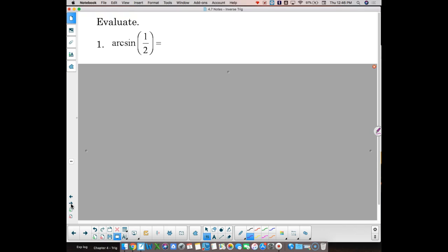What I'm thinking when I see arc sine of 1/2 is: where on the right half of the unit circle is sine equal to 1/2? So I stick to the right half of the unit circle. Sine is x or y on the unit circle? It's the y. So I'm looking at the y coordinate. Where is it 1/2 on the right side of this unit circle?